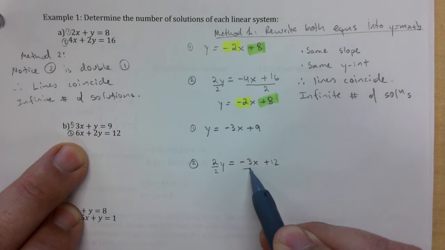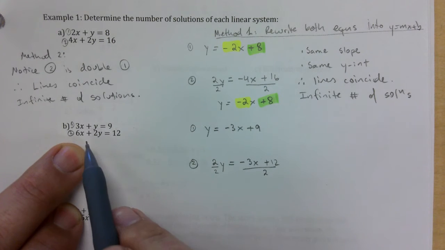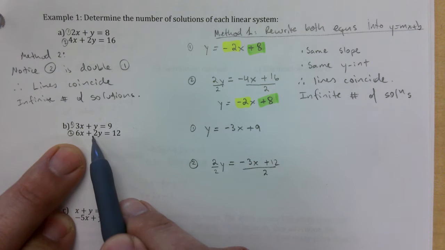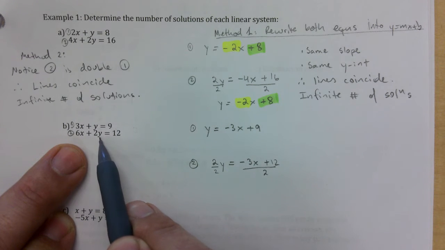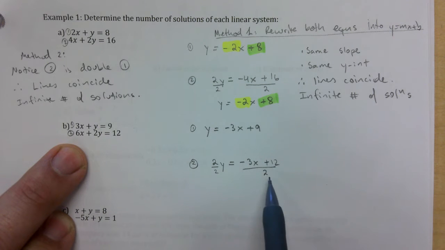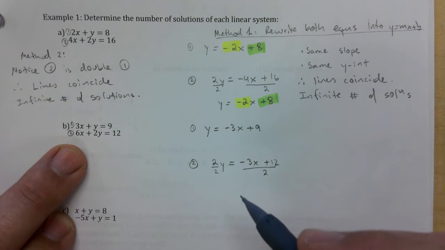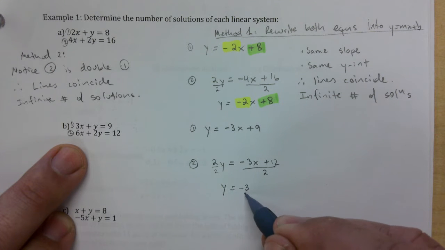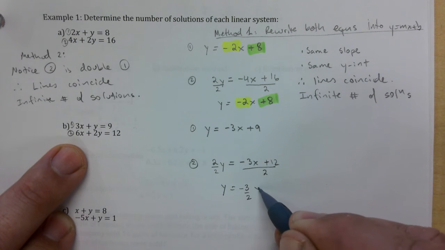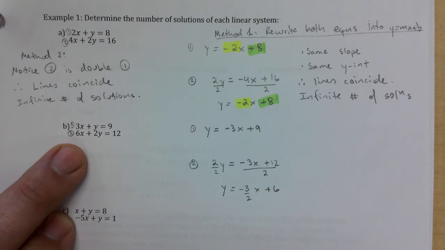Divide everything by 2. Watch your signs, please, okay? If 2 had been negative, if it had been 6x minus 2y, then you would have had to make sure you divide both sides by negative 2. That never goes away. That always stays the same. Okay, y is equal to negative 3 over 2x plus 6.